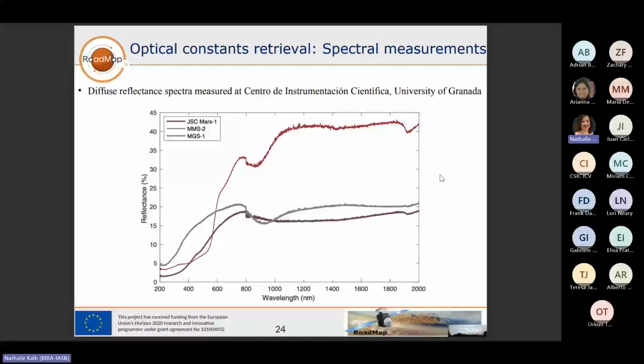Okay, so spectral measurements. These are the measurements that we did of these samples. The measurement range was from 200 to 2000 nanometers, and they were carried out at Centro de Instrumentación Científica, University of Granada. Of course, now we have our own spectrometer, so we will be using that from now on. And you can see the spectra are very different. For example, the MMS2 is completely different from the other two samples.